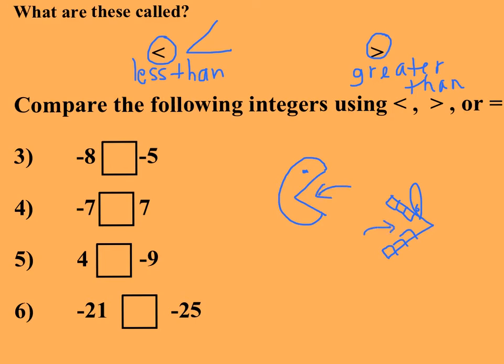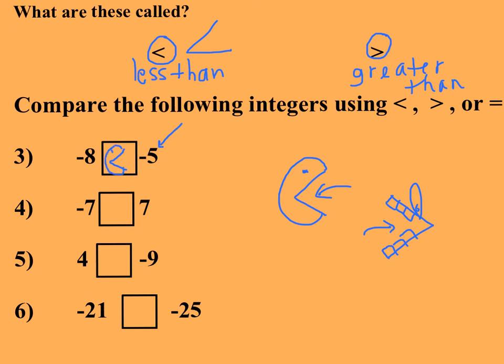Okay, so looking at problem number 3, we're comparing negative 8 and negative 5. Think about your mintegers. Would you rather eat a negative 8 or a negative 5? Which is going to taste better? Which is the bigger integer? I would rather eat a negative 5. So that means the symbol I'm going to use is going to be the one that's open towards the negative 5.